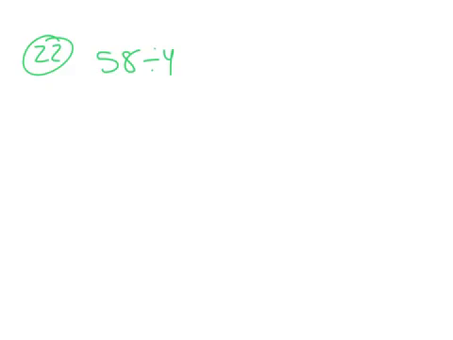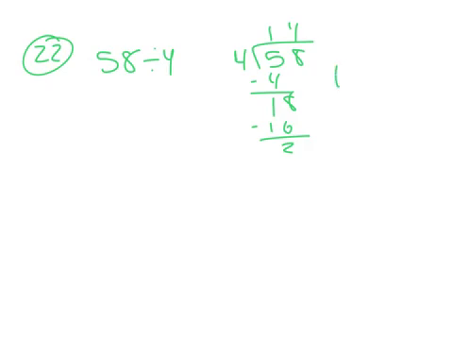So I'm going to set this up with my little house. So 58 divided by 4. 4 will go into 5 one time. 1 times 4 is 4. Subtract those, I get 1. Bring down the 8. 4 will go into 18, 4 equal times. 4 times 4 is 16. Subtract those, I get 2. So my final answer before reducing it is going to be 14 and 2/4.